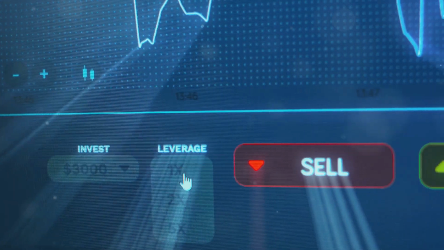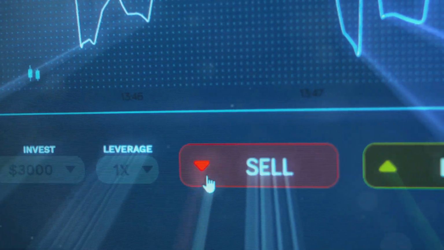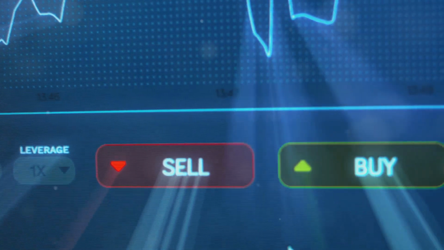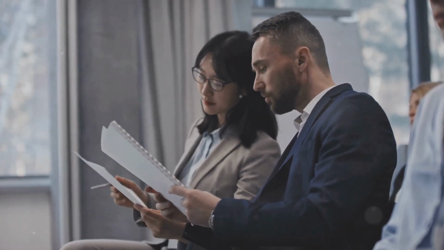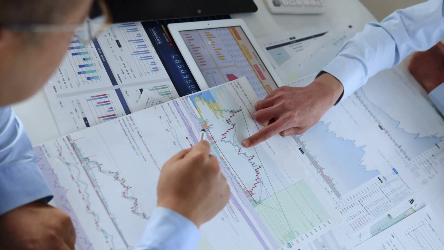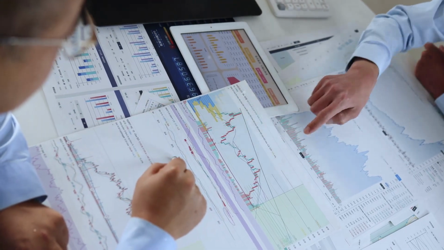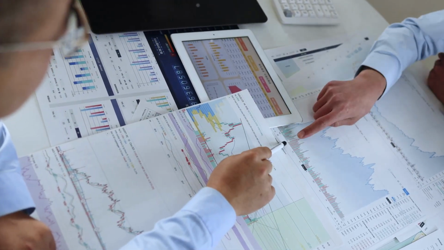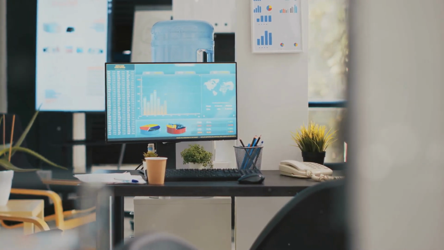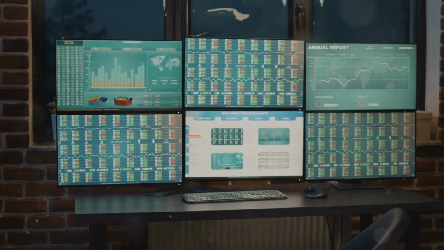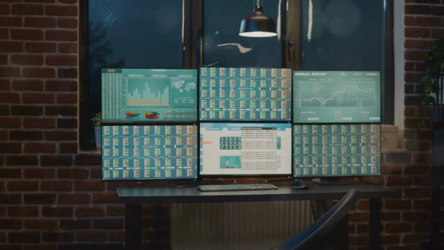Risk management. Objective: mitigate potential losses and manage portfolio risk effectively. Regular portfolio review is essential. You should aim to do this quarterly or semi-annually to assess performance and realign with your investment goals. Rebalancing is a key part of this process. It involves adjusting your asset allocations to maintain your desired risk levels.